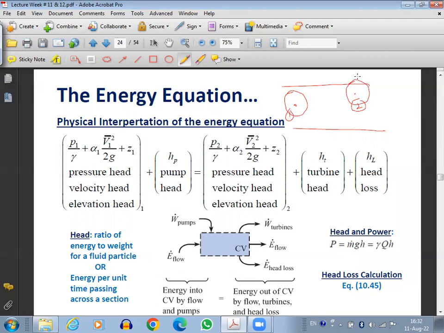But the energy changes form. Maybe at point 1 there was some hydrostatic pressure energy, and part of it has been converted into elevation energy, part of it might be converted into kinetic energy, might be added by the pump, might be extracted by the turbine, or might be converted into heat because of friction and viscous effects. But if we take into account each and every factor, then the overall energy in the system remains the same. So whatever is the overall energy at 1 is the same as the overall energy at 2. This is the idea.